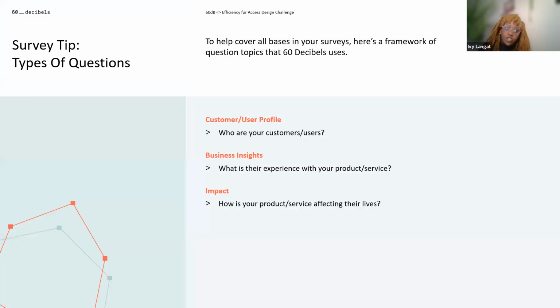So there are three main types of questions that we use to collect the data. The first one is around the customer profile, so understanding who your customers are. This includes things like gender, age, income profile. So that group of questions is the first type.